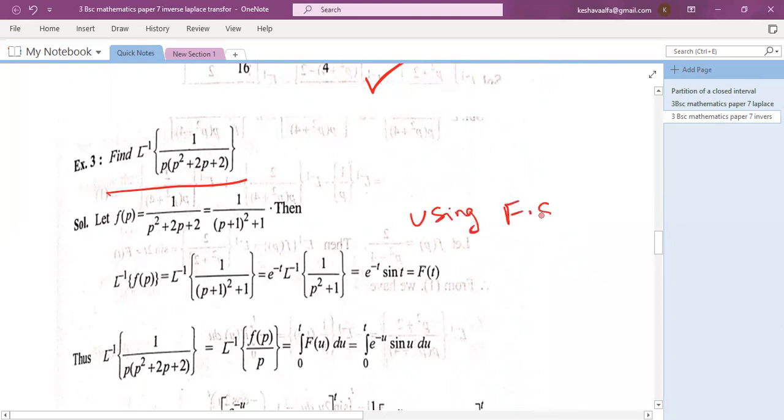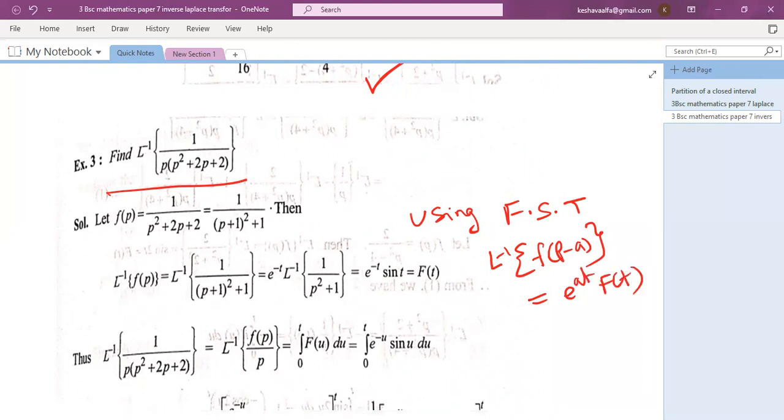Using the first shifting theorem. We know that the first shifting theorem is L inverse of f of (p minus a) is equal to e power at f of t. Here p plus 1 is there, so a is minus 1. It is e power minus t L inverse of 1 by (p square plus 1).